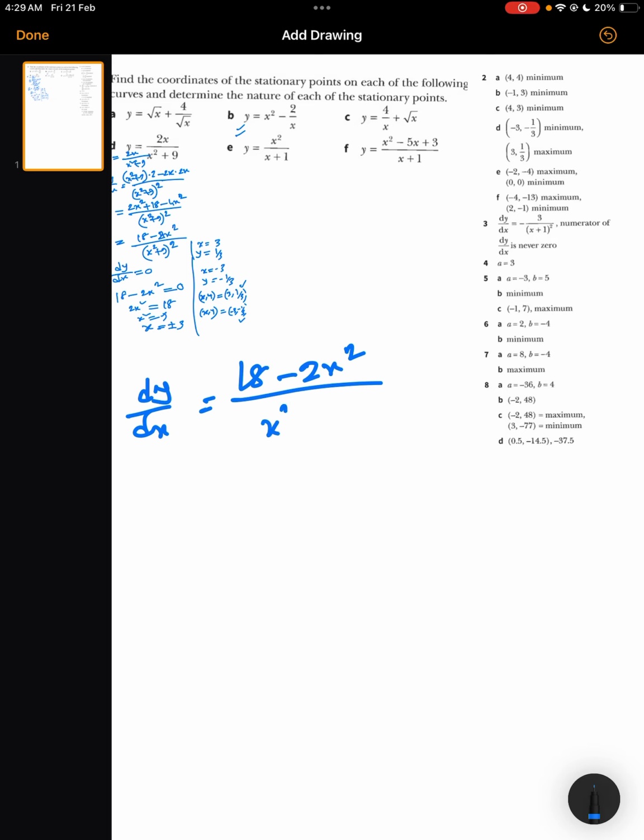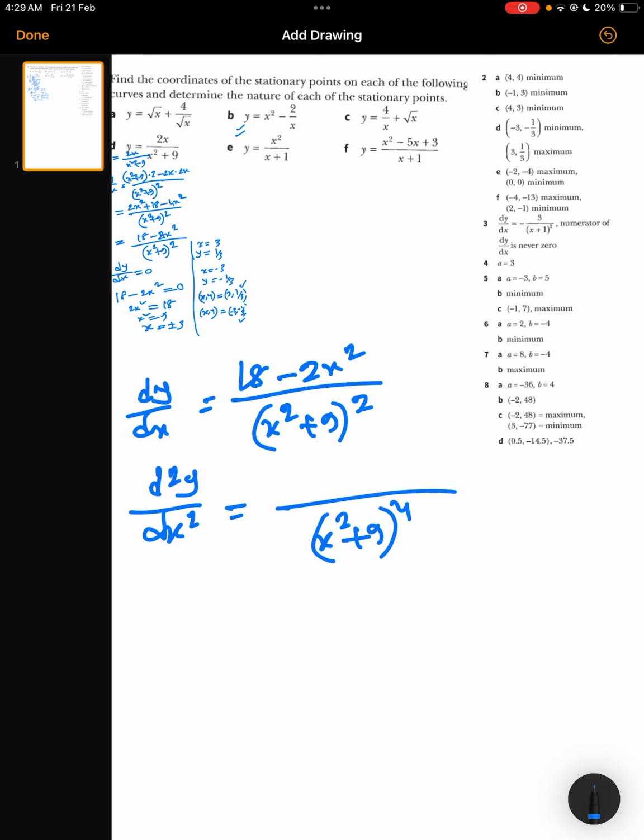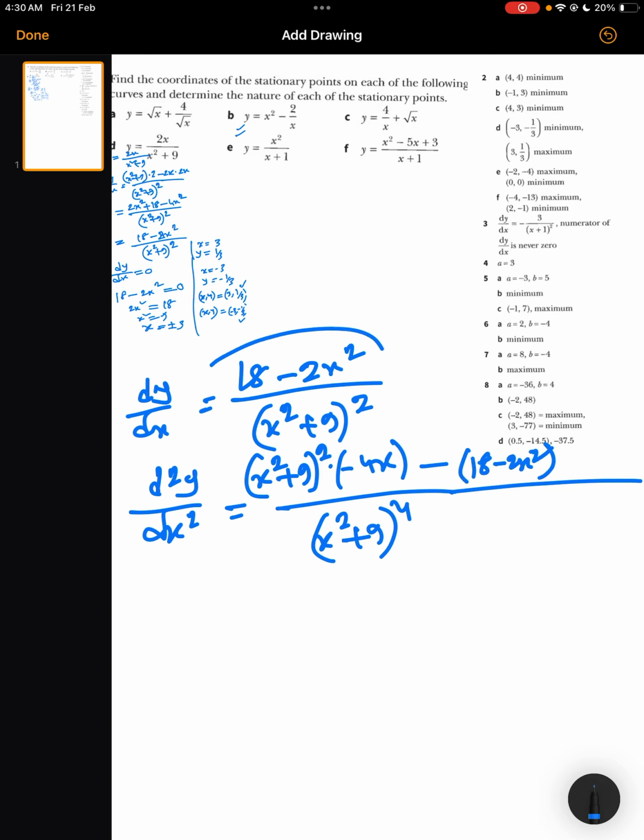Minus 2x squared, (x squared plus 9) to the power of 2. Second derivative means, so here this is a constant, and here 2 times (x squared plus 9) times 2x.